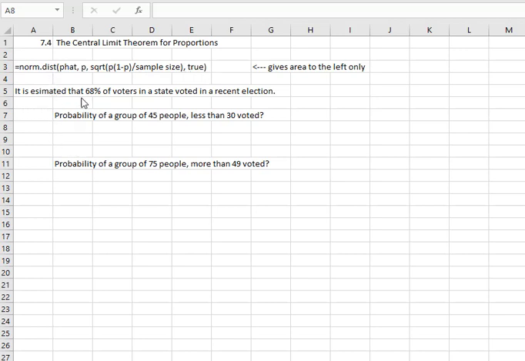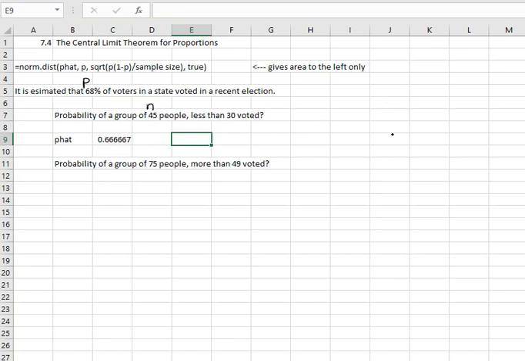So for this case, it's estimated that 68% of voters voted in a recent election. That is of all voters, so that is our P. We want to know the probability that a group of 45 people, that's our sample size n, less than 30 voted. So we don't actually have our p hat here. To get our p hat, we can have Excel calculate it for us. P hat is equal to, we'll use our equals, the 30 people who voted out of 45. P hat is 0.66667.